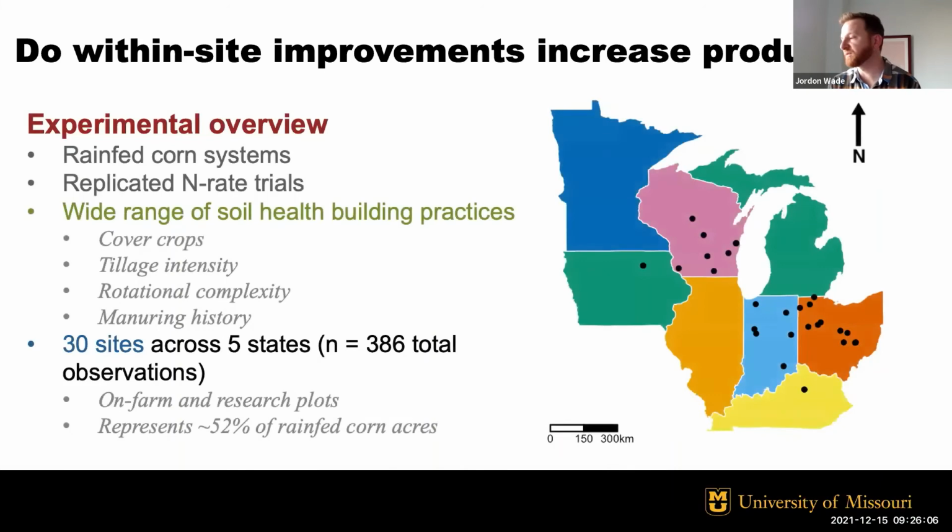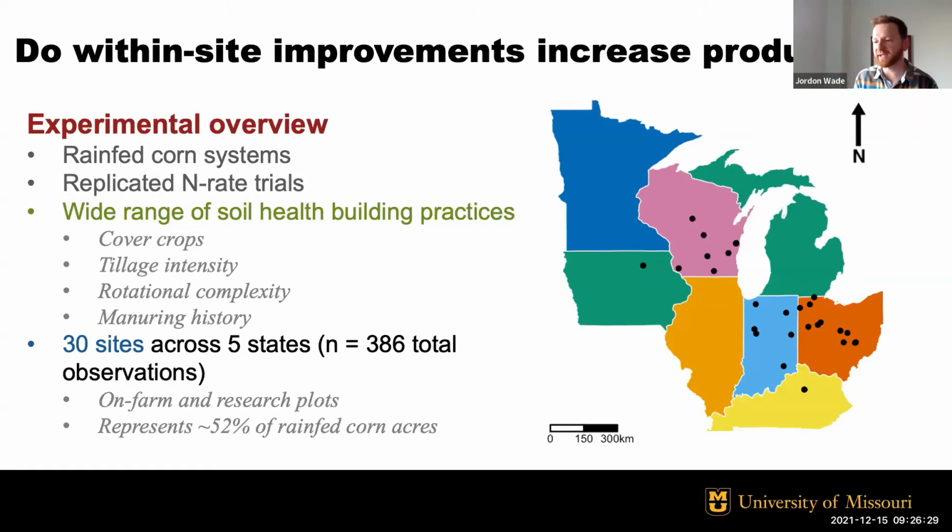So this was across much of the Eastern Corn Belt, and so mainly rain-fed corn systems, and we were interested in increases in soil health and talking about nitrogen fertilization. So again, we got this wide range of soil health building practices. Of course, cover crops are a pretty important one. Tillage, rotational complexity, and again, manuring.